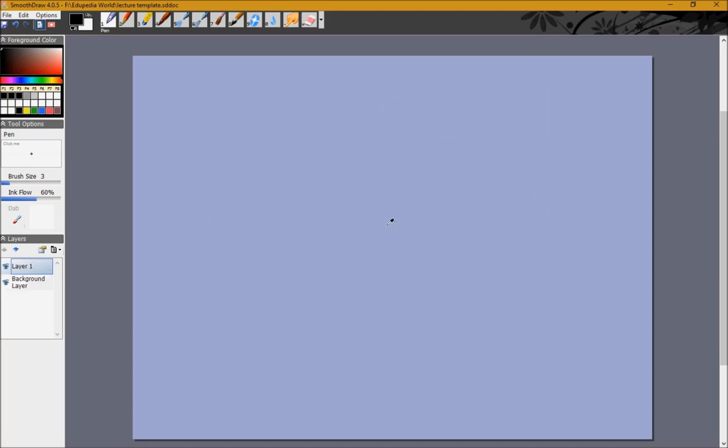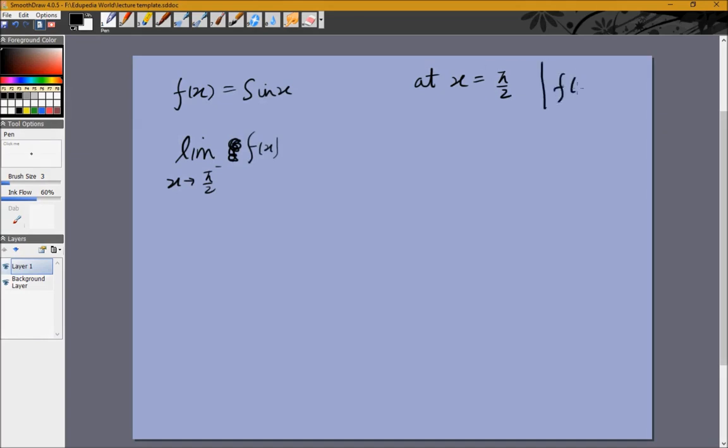Let's look at another function, sin x, which is a function we've seen again and again. And let's try to look for the continuity at x = π/2. So what is the limit as x goes to π/2 minus of f(x)? Okay, before that, again I forgot, the first step is: is f(x) defined at x = π/2? Yes, f(π/2) is equal to 1.